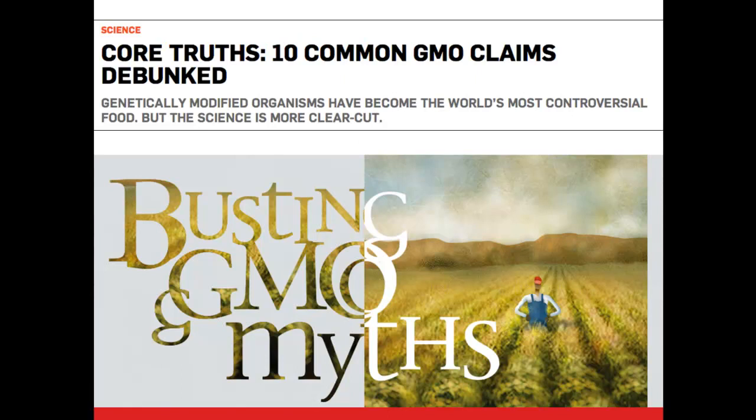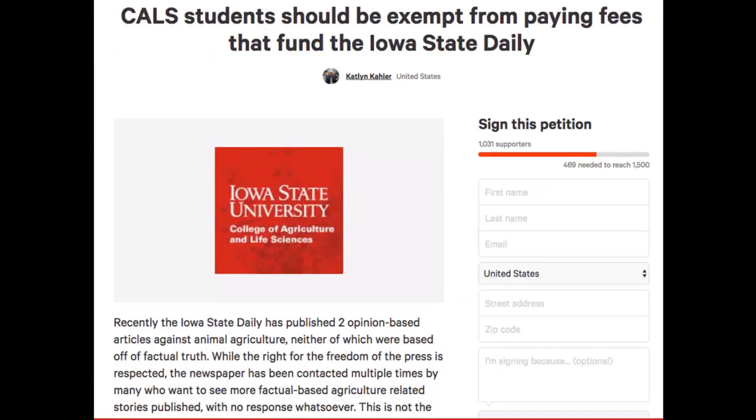And it turns out, here are some examples. If you do a quick search about science communication issues, you see a lot about facts. This is just one I found, 10 common GMO claims debunked. It's about facts. This is from Iowa State. I'm from Iowa State. There was a story about agriculture in the student newspaper, and there was an agriculture student that did not like what was said, and so started this online petition to try and say that student fees should not go towards the school newspaper because of all this. And what I want you to see is why this person said it wasn't acceptable. So we have, it's not factual truth. We want to see more factual-based agriculture.